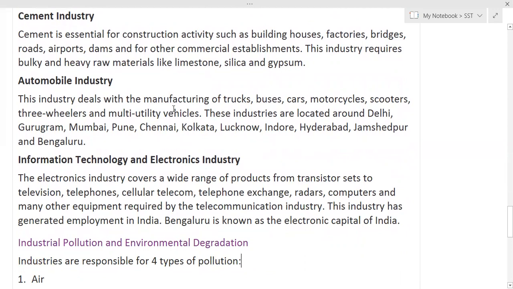Cement industry. Cement is essential for construction activities such as building houses, factories, bridges, roads, airports, dams, and other commercial establishments. This industry requires bulky and heavy raw material like limestone, silica, and gypsum. So this is also a type of industry with heavy raw materials. We know that cement is required for making houses, factories, walls, roads, airports, dams, and other things. And for this we require limestone, silica, and gypsum as raw material.